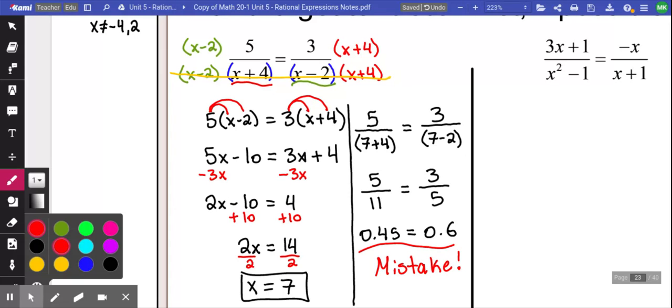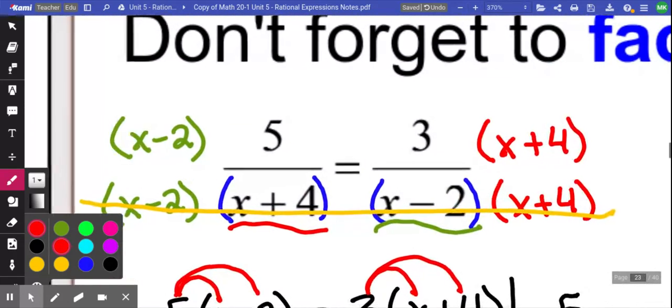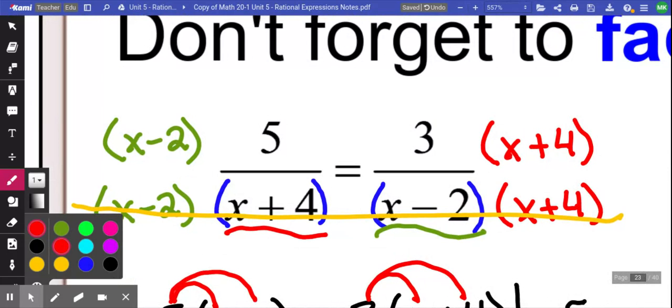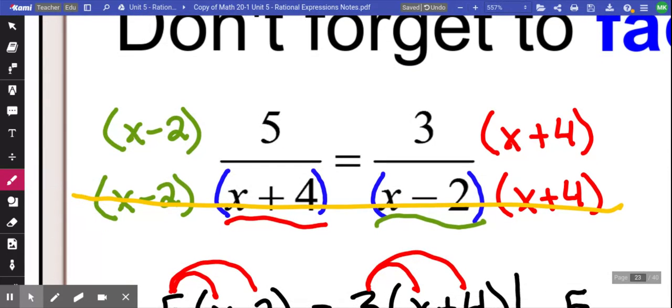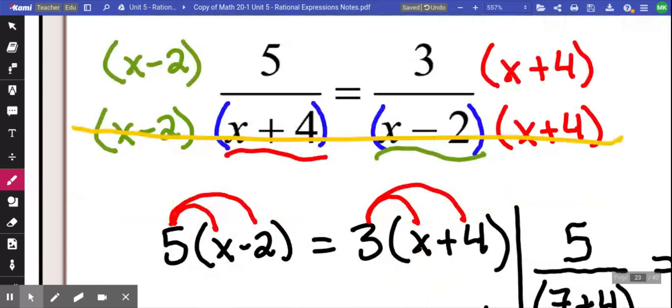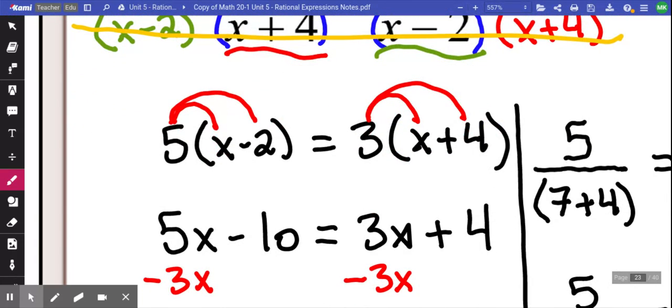If I go back and I look at my work, and I try to look step by step to see what I did wrong. First step was I got a common denominator. That worked out well by the looks of it. I then canceled my common denominator. I think that's right. I then had 5 times x minus 2, 3 times x plus 4. That is definitely right. I then multiplied in. 5x came in to become 5x minus 10. 3x came in to become 3x plus 4.